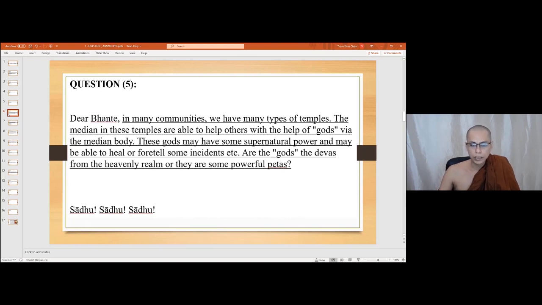So usually these types of performance are done by the Earth Deva or Rukkha Deva, they are the three devas, and also sometimes the pittas. I understand that bit. Okay.